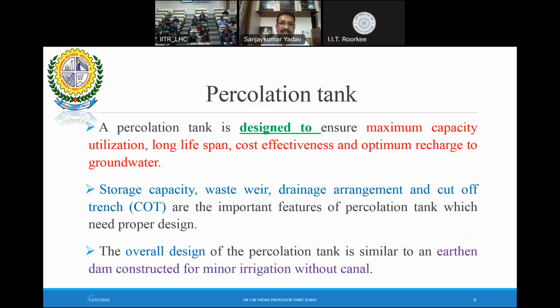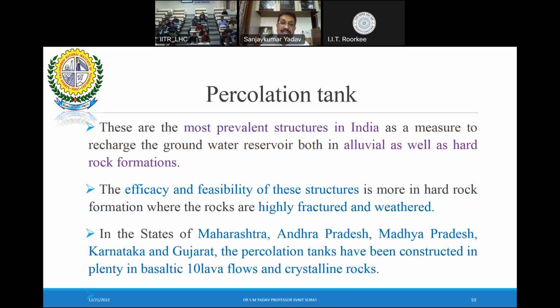A percolation tank is designed to ensure maximum capacity utilization, long lifespan, cost effectiveness, and optimum recharge to groundwater. Storage capacity, waste weir, drainage arrangement, and cutoff trench are the important features of percolation tank which need proper design. The overall design of the percolation tank is similar to a small earthen dam without canals. That is, a small minor irrigation scheme without irrigation canal.